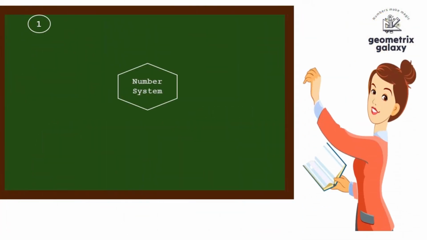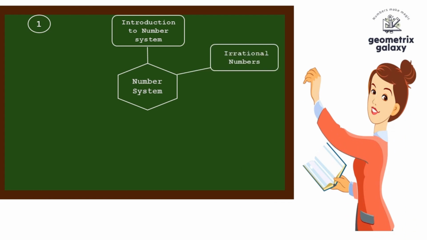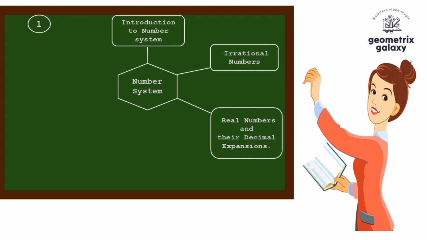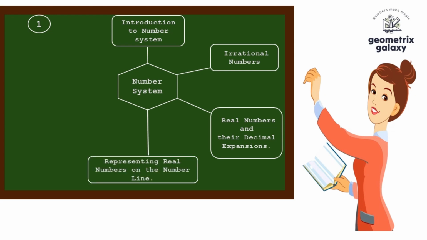Our first chapter is the number system. Here we will recall natural numbers, whole numbers and integers. We will study in detail about rational numbers and irrational numbers. In the decimal expansion of real numbers, we will come to know that terminating and non-terminating repeating numbers are rational numbers, and non-terminating, non-repeating numbers are irrational numbers. Next, we will learn to locate irrational numbers on the number line, like root 2, root 3, root 5, etc.